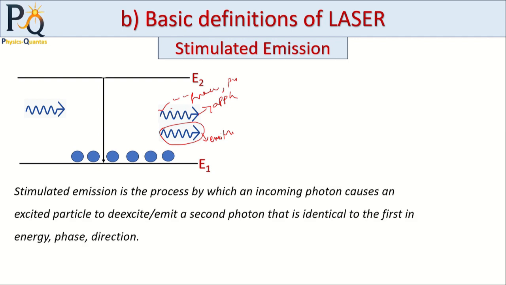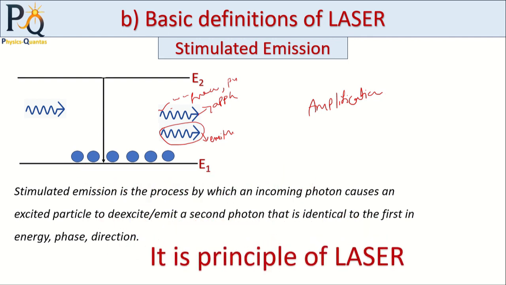We can define stimulated emission as a process by which an incoming photon causes an excited particle to de-excite and emit a second photon that is identical to the first in energy, phase and direction. If you observe carefully, I applied one photon and received two as output. So can I say this is amplification? In the laser acronym we have light amplification by stimulated emission. This is the phenomenon: we get amplified light by using stimulated emission.